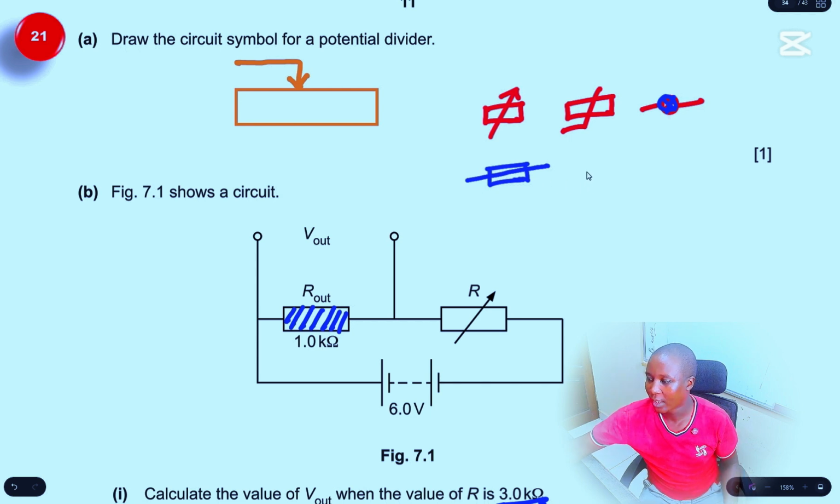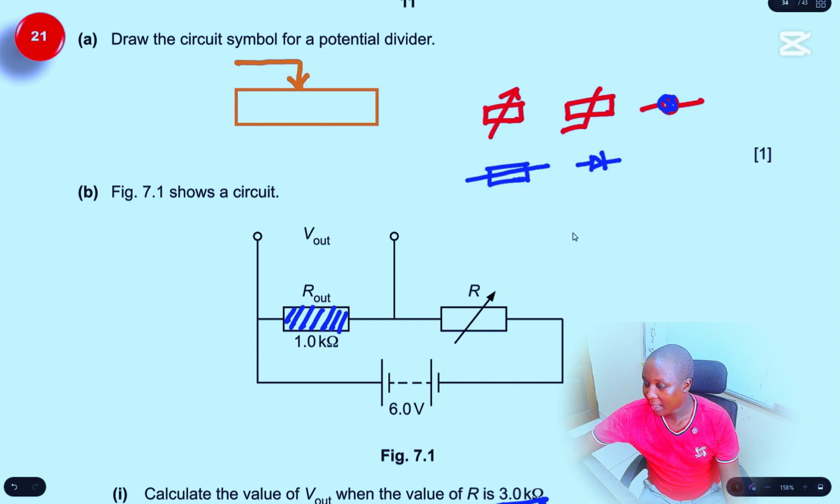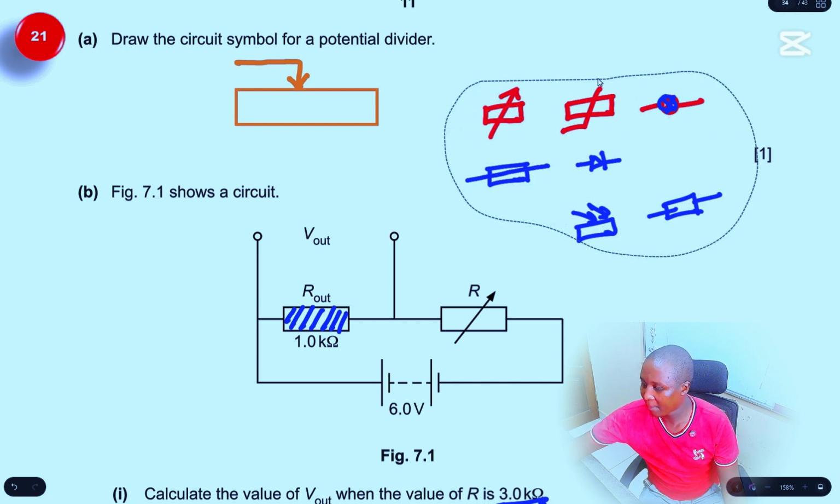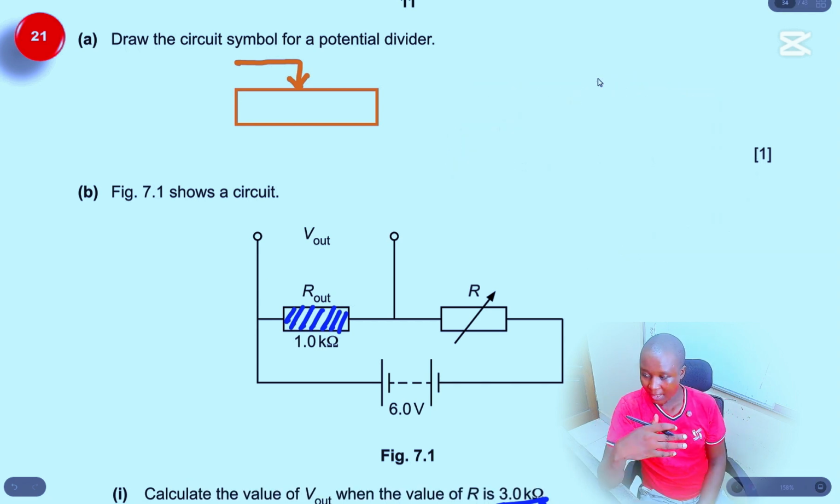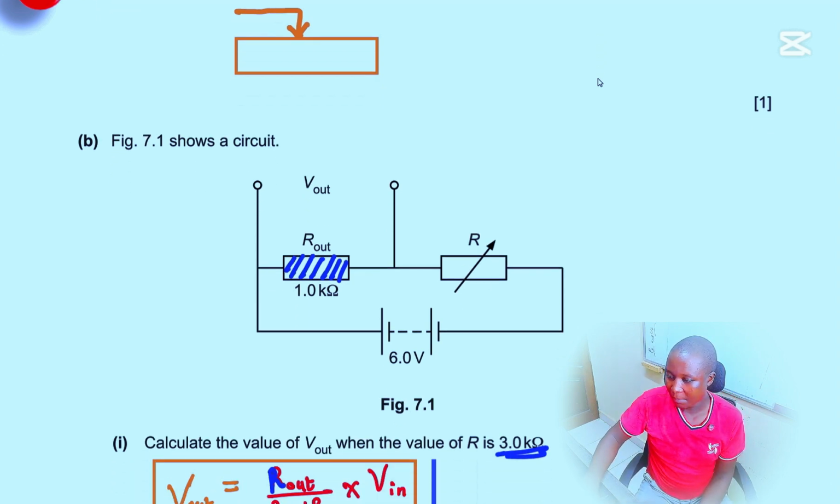This is the fuse. If they ask you about a diode, that is a diode. If they ask you about a light dependent resistor, this is it. If they ask you about a fixed resistor, you'll have to draw something like that. So basically, these are the basic types of symbols they can ask you. So let's look at this potential divider.